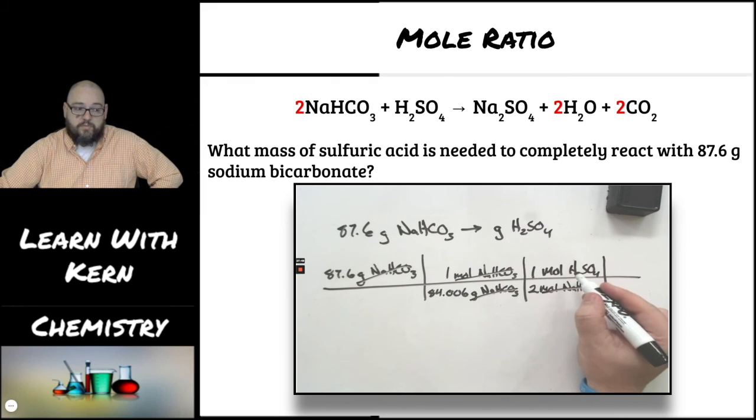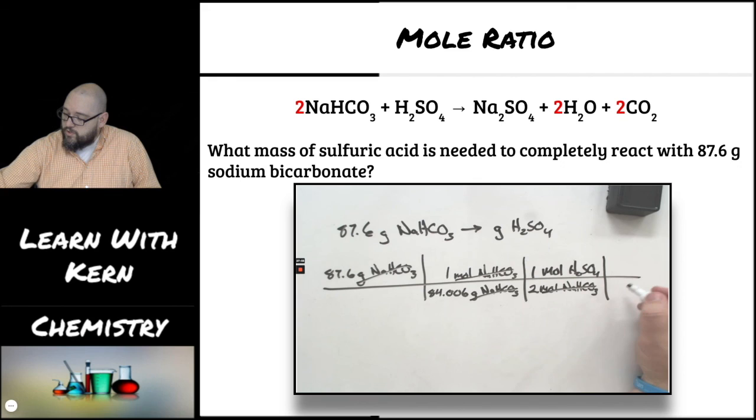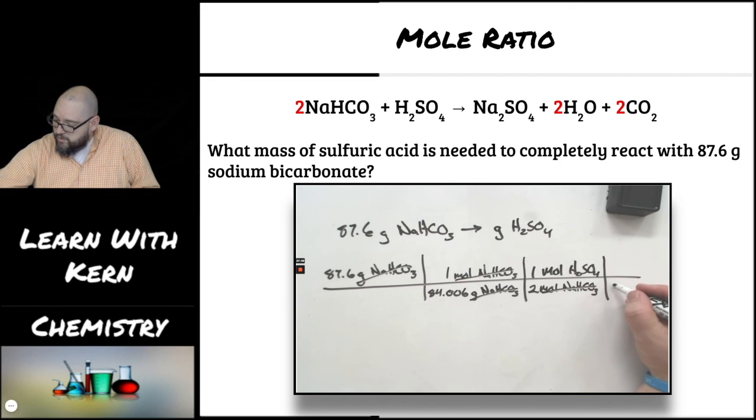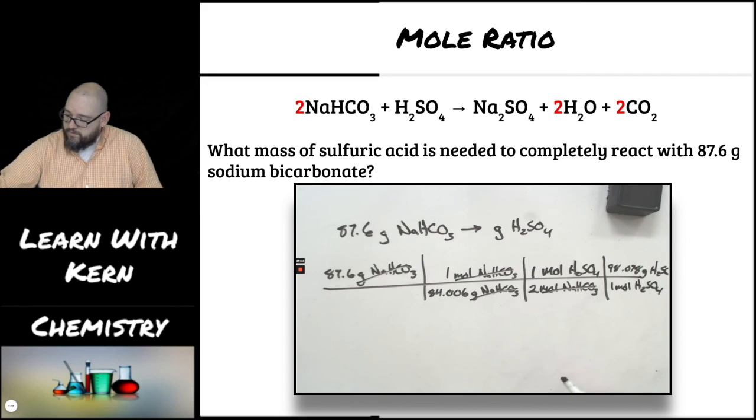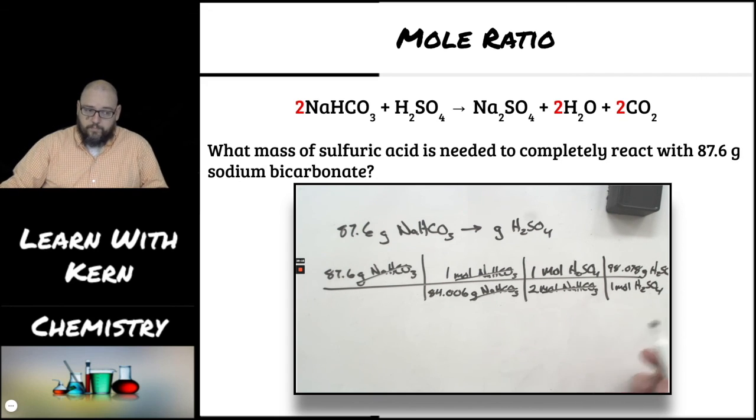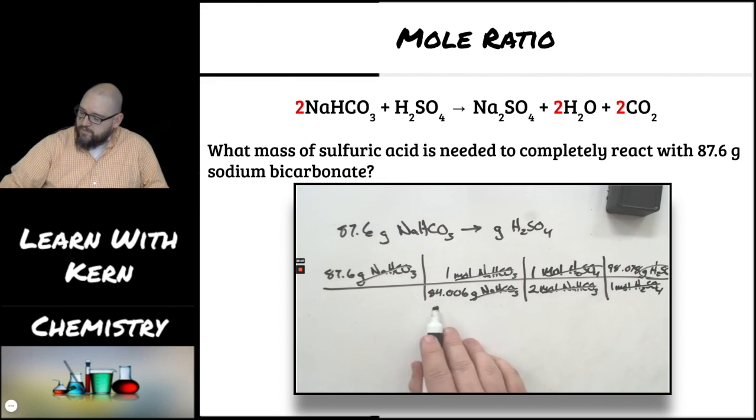And so now I need to convert from moles of sulfuric acid to grams of sulfuric acid. So I have 1 mole of sulfuric acid is equal to 98.078 grams of sulfuric acid. And I went off the screen, sorry. So my moles will cancel. I'm left with grams of sulfuric acid. So now I multiply 87.6 times 98.078 divided by 84.006 divided by 2.